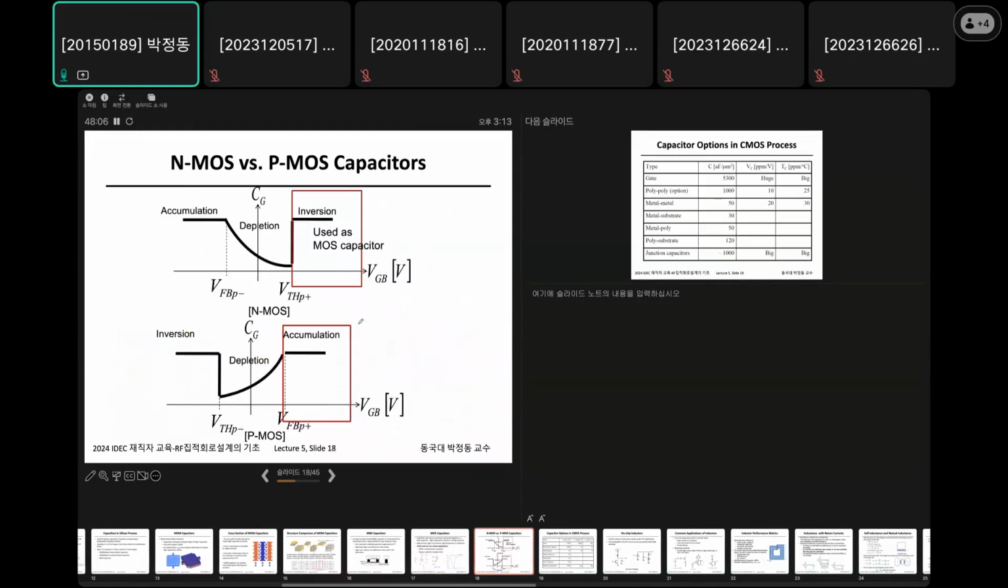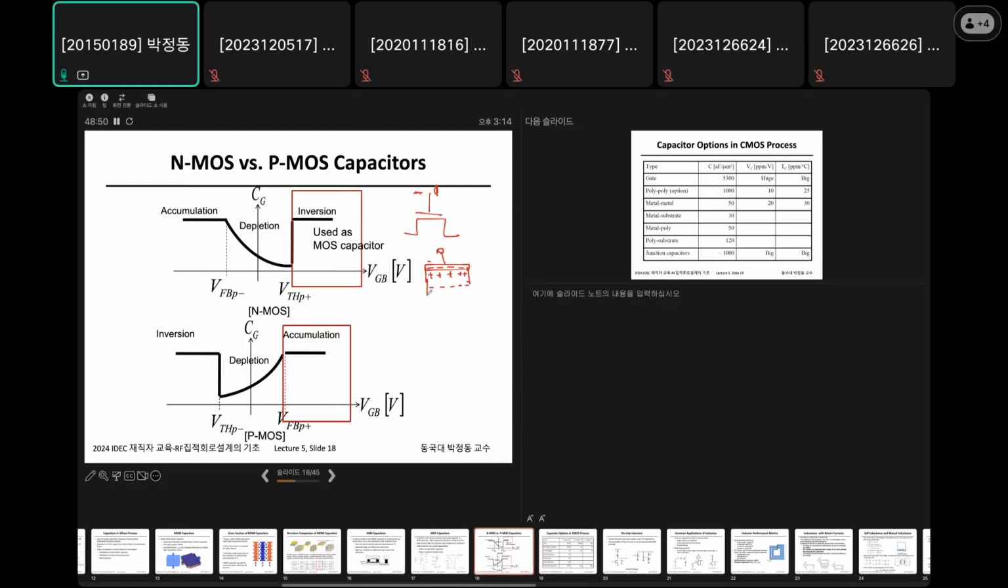So this is a conceptual view of the capacitance value as a function of gate-body voltage. You guys are very familiar with it, right? When negative bias is applied, let me just draw it this way. Negative bias is applied, then positive over here, and there exists a polarization, right?